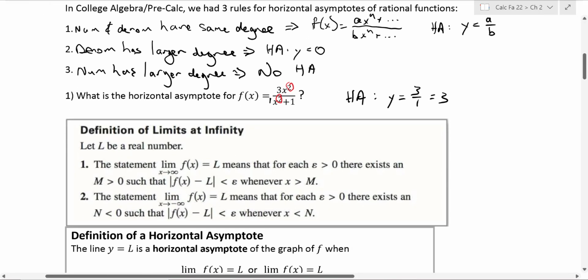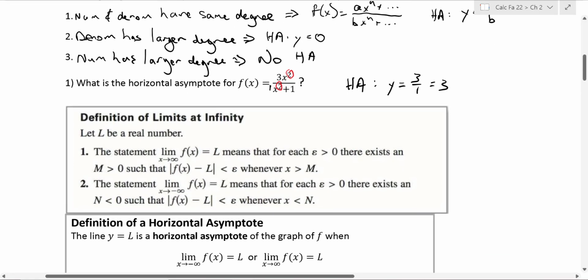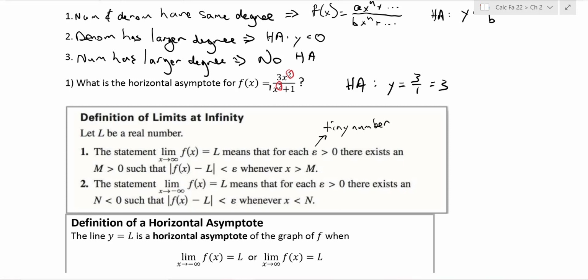Formally, definitions of limits at infinity. If L is a real number, the statement, the limit as x approaches infinity of f of x equals L, means that for each epsilon greater than 0, there exists an M greater than 0 such that the absolute value of f of x minus L is less than epsilon whenever x is greater than M. All right, and really, epsilon is just a tiny number. I'd say positive, but the greater than 0 is already there.